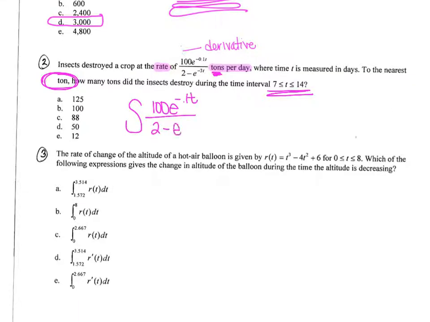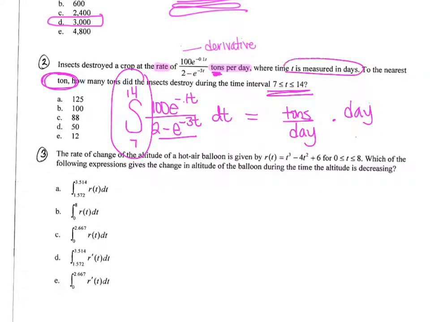If we take the integral of this, which is tons per day, over the interval from 7 to 14, when we figure this out, we have these units, which was tons per day, times our boundaries units, which are days. T is measured in days. T from 7 to 14 days. We're left with tons. So in our calculator, we would just put this in our calculator and find the value, and we end up with 124 point something, so A, to the nearest ton.